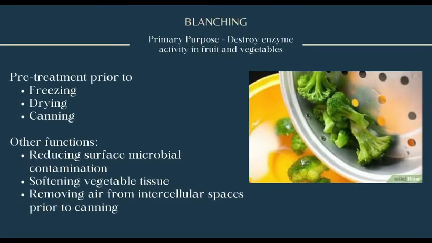Firstly, blanching. The primary purpose of blanching is to destroy enzyme activity in fruits and vegetables. It is not intended as a sole method of preservation, but as a pre-treatment prior to freezing, drying, and canning. Other functions of blanching include reducing surface microbial contamination, softening vegetable tissue to facilitate filling into containers, and removing air from intercellular spaces prior to canning.